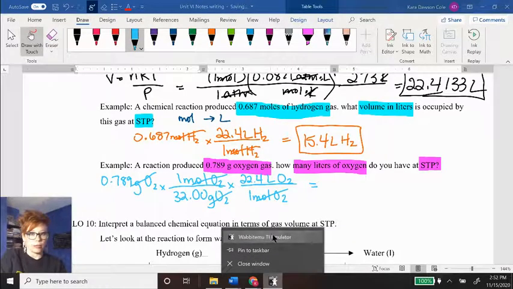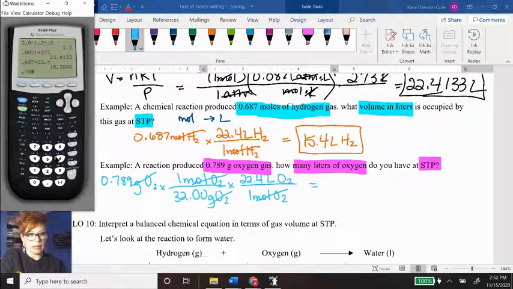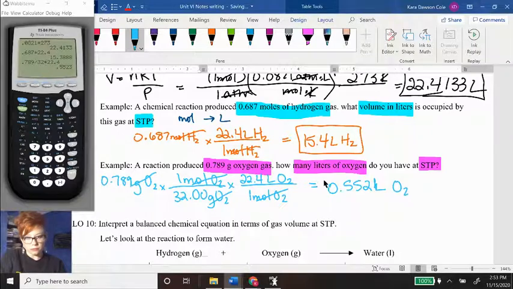So then to plug this into our calculator here, we're going to do 0.789 divided by 32 times 22.4. And that gives me 0.5523. Always round to your proper number of sig figs. That always comes from the given number here. So I've got 3 sig figs here. That means I need 3 sig figs in my answer. So 0.552 liters of oxygen gas. And that's my answer, and I'm done. Woohoo!